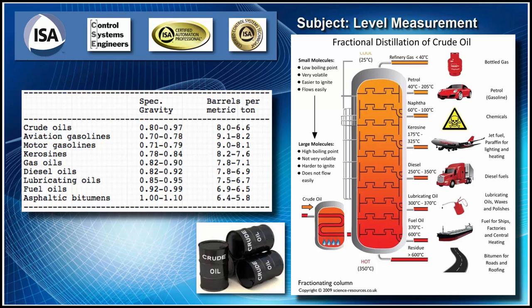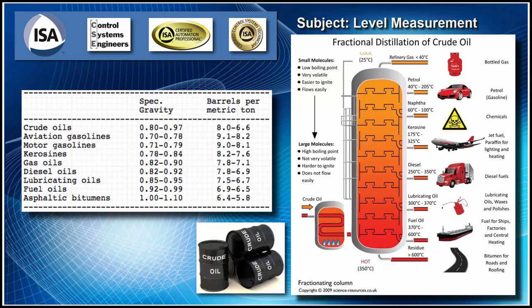We have kerosene that we use to burn in lanterns and furnaces and jet engines that use some kind of jet fuel. And then we have our petro at the top, which is our gasoline. And then we have our bottled gases and our refinery gas that we use to burn, say, to create steam or other processes. So these big molecules are at the bottom and little molecules are at the top.